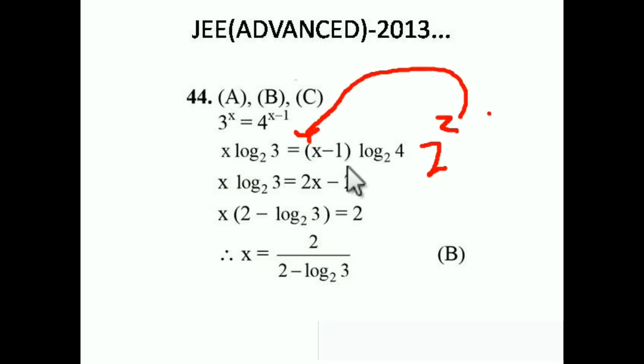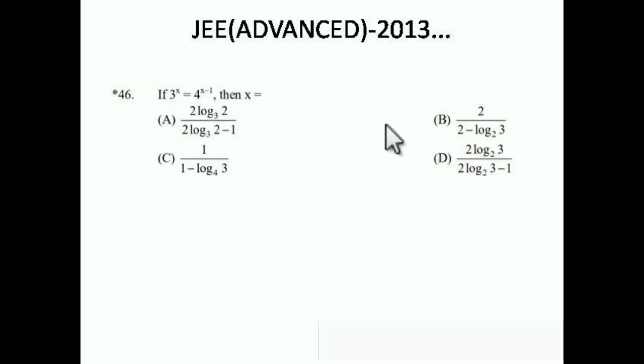So we have 2 into x minus 1, that is 2x minus 2, into log 2 with the base 2. Now if the base and the value are the same, then it becomes 1. So log 2 with the base 2 is 1, so we are left with 2x minus 2. Now this 2 comes here, so 2x is common, so 2 minus log 3 with the base 2 is equal to 2. So x is equal to 2 upon 2 minus log 3 with the base 2. So this is my option, that is option number B. So I can say that option number B is definitely right.